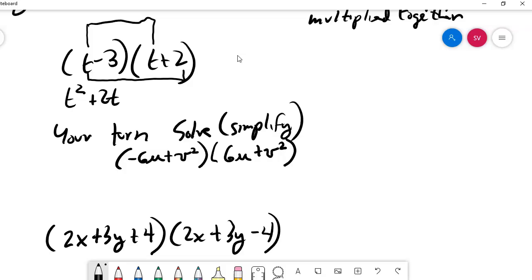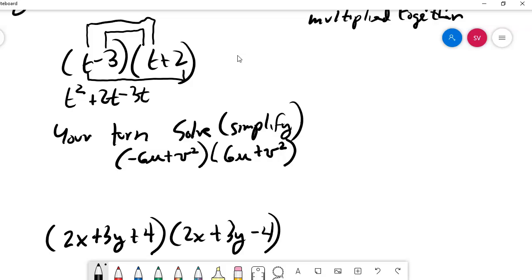Now you look at the I part, which is the inside terms. The inside terms are the innermost terms of the four terms that make up our two binomials. That's this minus 3 and this t. So minus 3 times t is minus 3t.